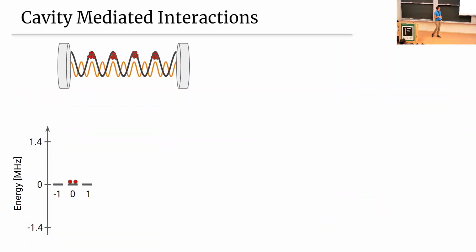Okay, and so for the interactions, let's say I have here my ensemble of atoms, and now we just focus on any 2 of these atoms. And we prepare them in the mF equals 0 magnetic substate.